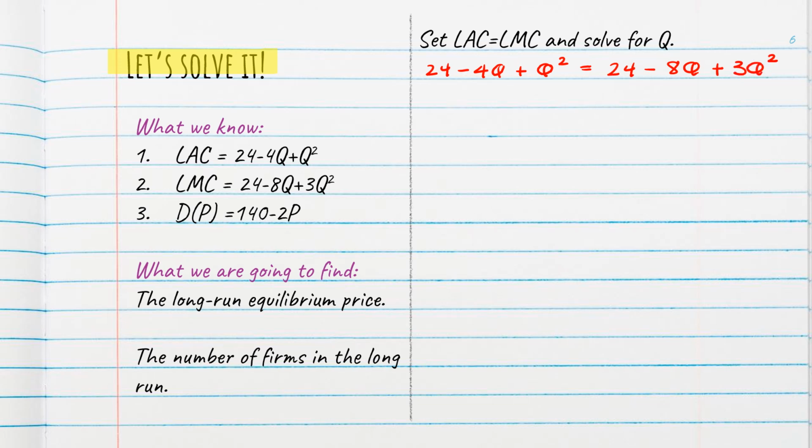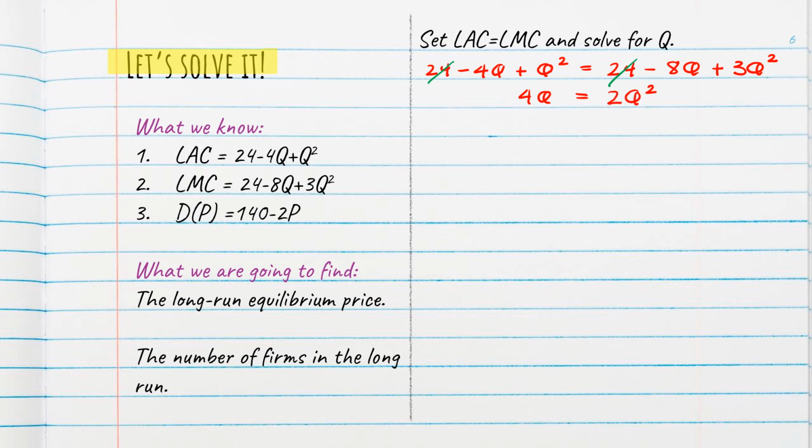And I'm going to do some simplification. So the first thing I'll notice is that the 24s cancel. And then I can combine my Q squared terms on the right-hand side of the equation and my Q terms on the left-hand side of the equation. There are lots of ways of solving this, but that's the way I've decided to do it. So I'm going to add 8Q to both sides. So minus 4Q plus 8Q is 4Q. I'm going to subtract Q squared from both sides. 3Q squared minus Q squared is 2Q squared.